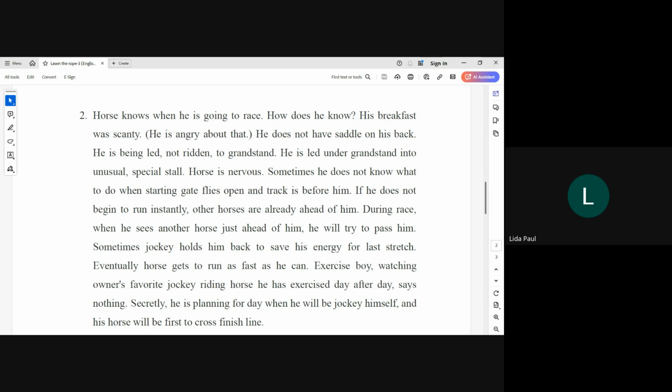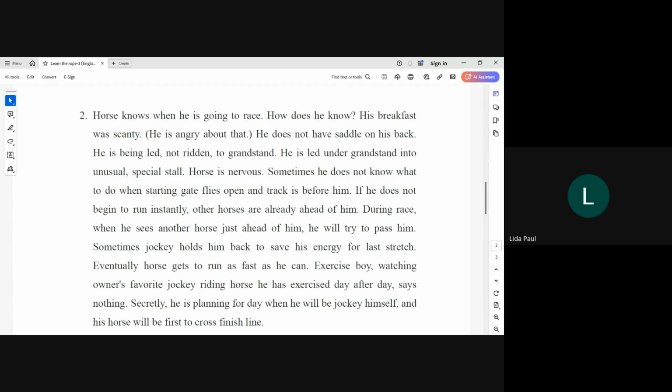Okay. Next one: "During race, when he sees another horse just ahead of him, he will try to pass him." Anything? Nothing. During a race, when he sees another horse just ahead of him, he will try to pass him. That's all.